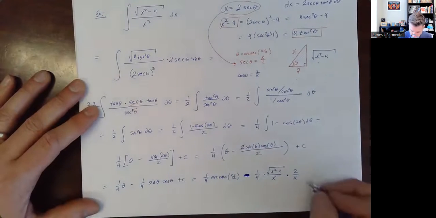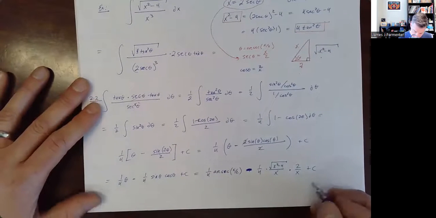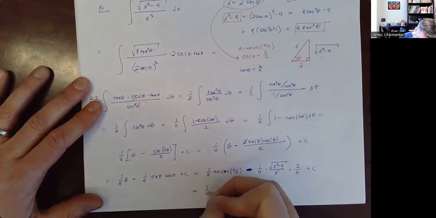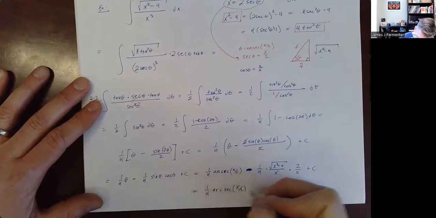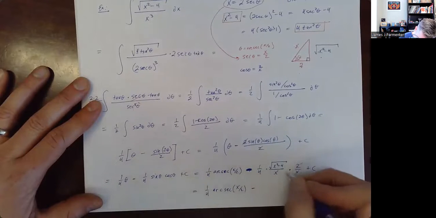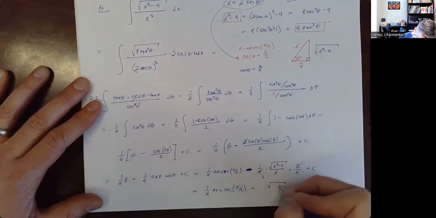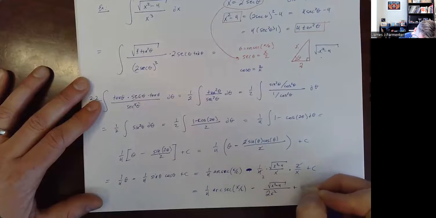And I would probably leave it like that, although we could simplify it a tiny bit. I would probably simplify it because I can't help myself. 1/4 arc secant of x over 2 minus, cancel the 2 there, square root of x squared minus 4 over 2x squared plus c.